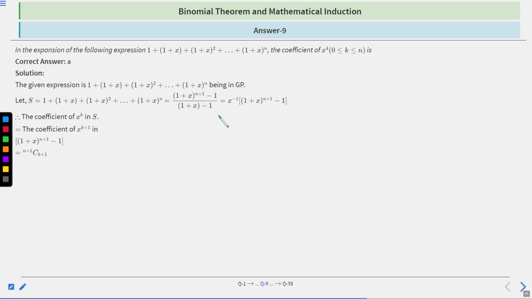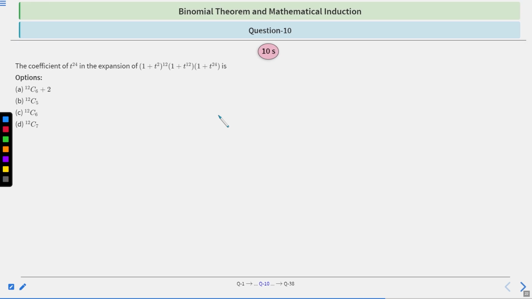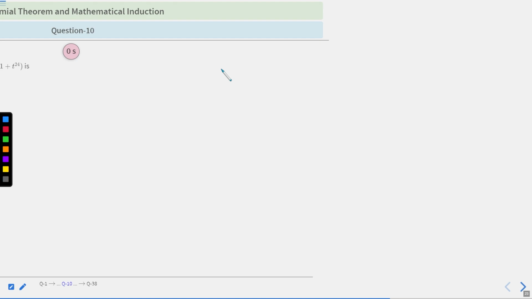Okay, let's move to the next question. Question number 10. It says the coefficient of t^24 in the expression (1 + t^2)^12 into (1 + t^12) into (1 + t^24) is. You have again 10 seconds to solve this question. After 10 seconds, we will discuss the solution.